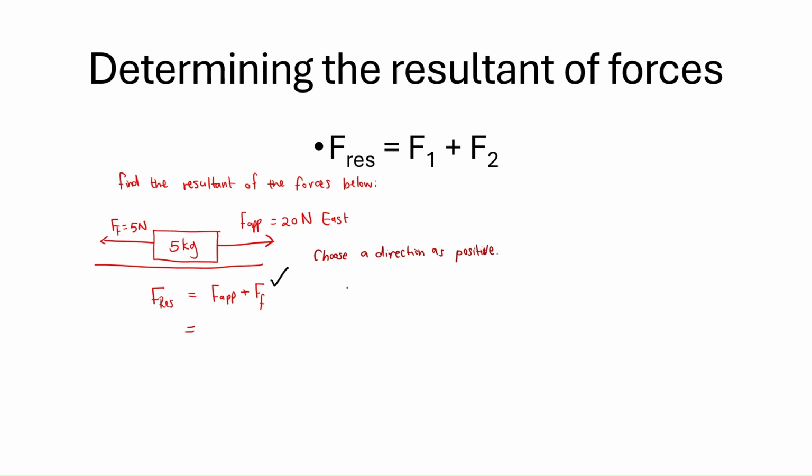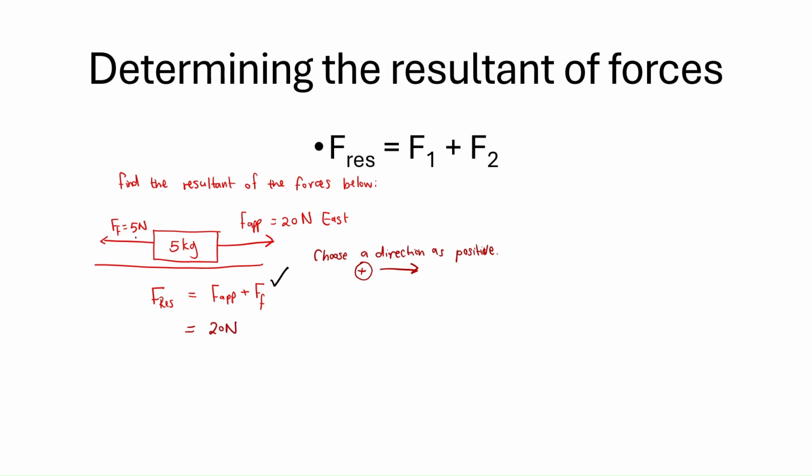Alright, so in this case we're going to go with right being positive. So let's get into this. We have our F applied, that's 20 newtons going east, and we know that going east, or going to the right, is positive. So we are going to substitute our F applied within this equation as a positive value.